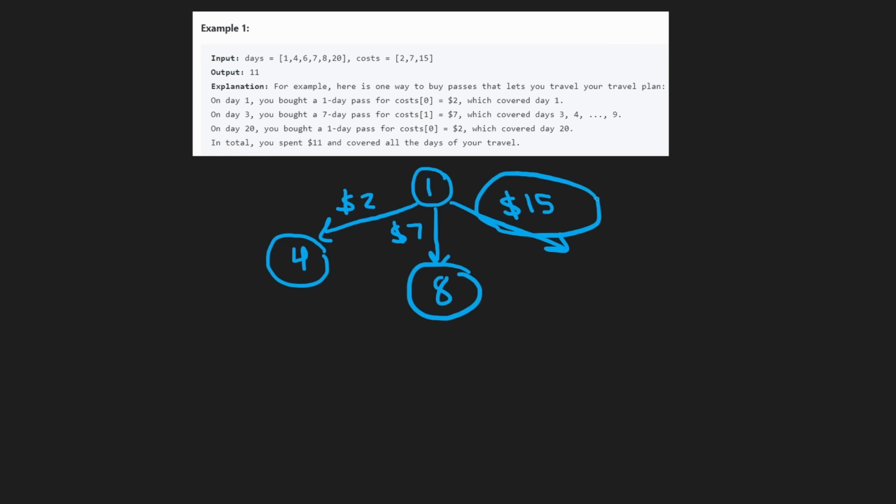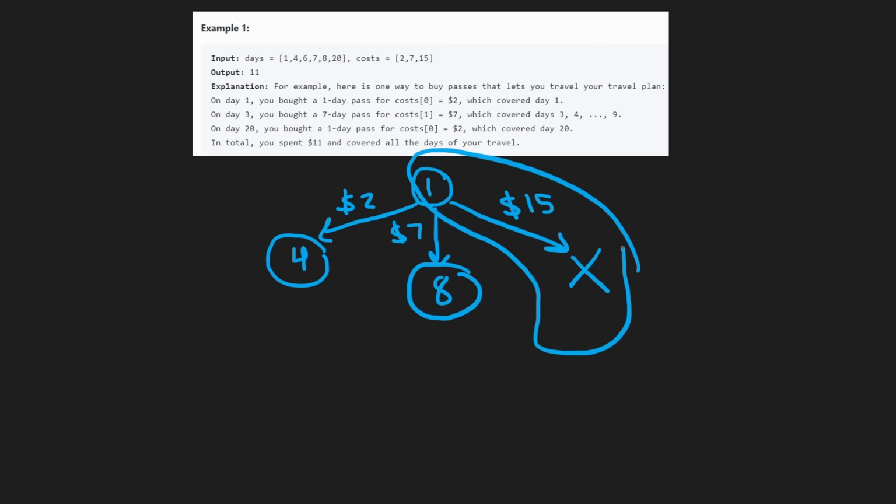Now with a 30-day pass for $15, we can actually skip every day here, right? Because with a 30-day pass, we can go through days 1 through 30, right? So if we iterate through this array, day 4 is covered, day 6 is covered, 7, 8, 20 is also covered with a 30-day pass that we purchased on day 1. So we actually covered the entire array, right? So there's nothing left. So basically, this is at least one path in our decision tree, right? If we just purchase a 30-day pass, it'll cost us $15 to arrive at the destination.